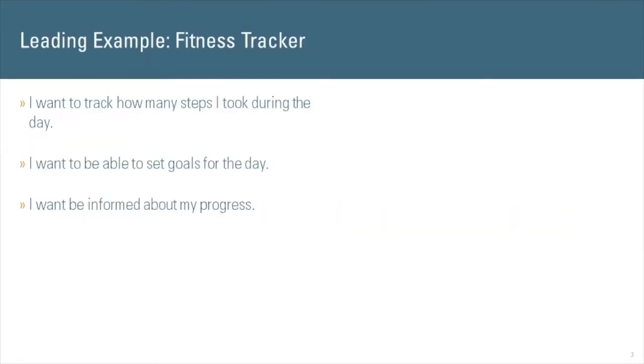So we will use an example to lead us through the presentation and through the scenarios and personas and the like. We want to develop a fitness tracker. For example, we're an insurance company and we want to promote a healthy lifestyle for our customers. And our fitness tracker should have the following features. I want to track how many steps I took during the day. I want to be able to set my goals for the day, and I want to be informed about my progress. So a rather simple application. What can we do?